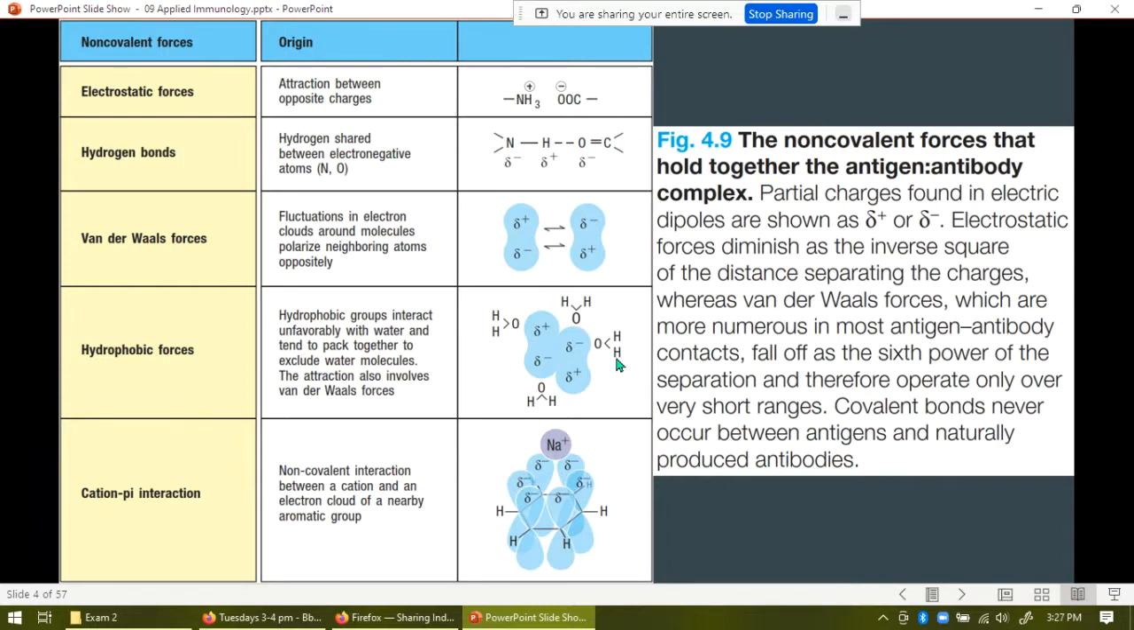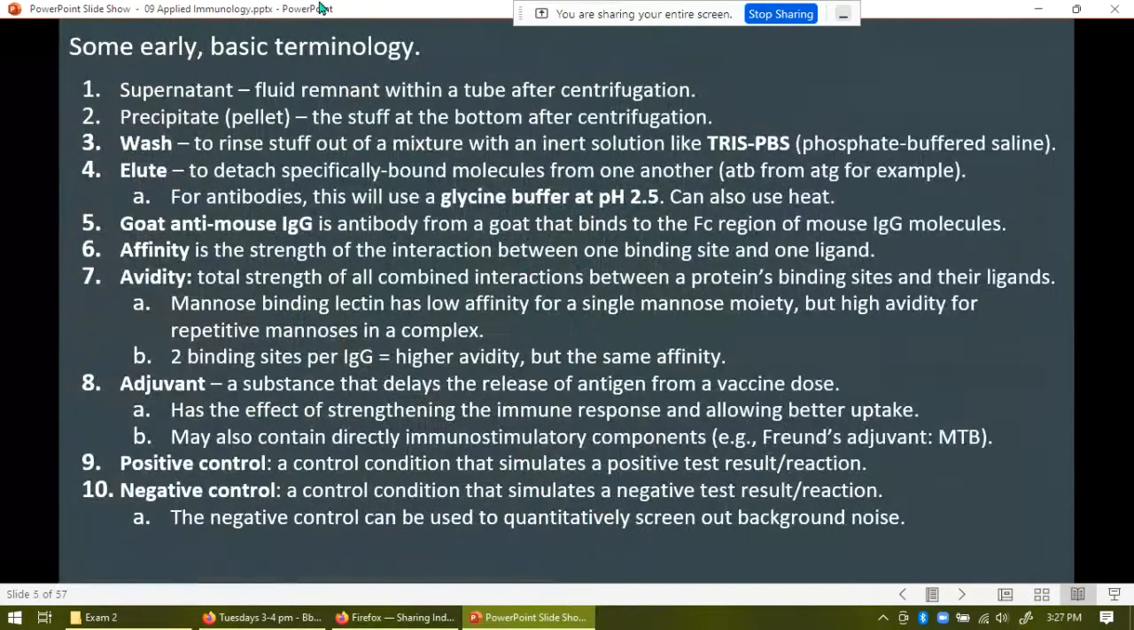So those are the 5 ways that antigens and antibodies can be held together. They're all non-covalent. And there's some basic terminology that I wish someone had told me before I tried to learn all of this. I'm going to admit to you that Sanders doesn't do a perfect job explaining applied immunology content. I thought it was really confusing when I took the class. So I'm going to do my best to de-scatter it for you.